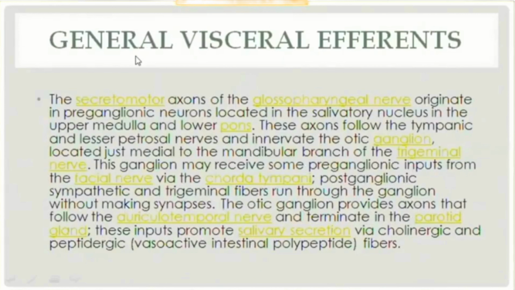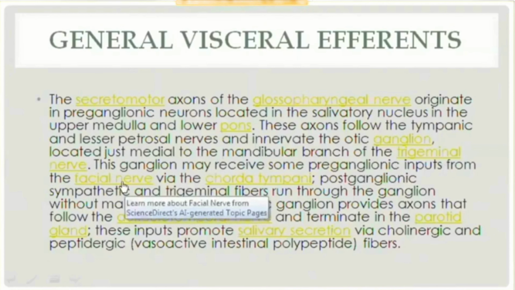In general, visceral efferent, right? General visceral efferent is for the secretomotor fibers, the preganglionic fibers. Parasympathetic secretomotor axons of the glossopharyngeal nerve originate in the preganglionic neurons located in the inferior salivary nucleus in the upper medulla and lower pons. These axons follow the tympanic and lesser petrosal nerves, right? First of all, tympanic nerve, then lesser petrosal nerve, and innervate the otic ganglion, or relay in the otic ganglion, located just medial to the mandibular branch of the trigeminal nerve. The ganglion may receive some preganglionic inputs from the facial nerve.